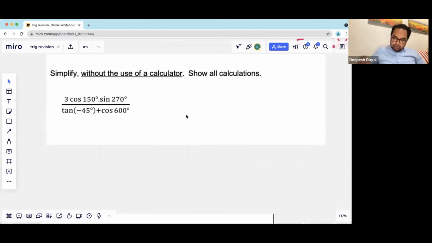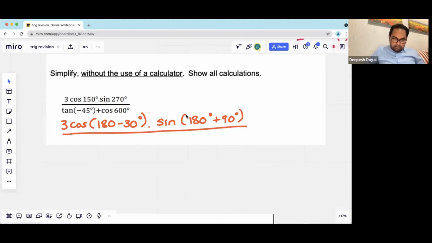So the first thing I'm going to do is I'm going to do reductions here. So I'm going to say 3 cos 180 minus 30 degrees times sine 180 plus 90 degrees over, and now this one here is going to become minus 1045 plus cos 360 plus 240.